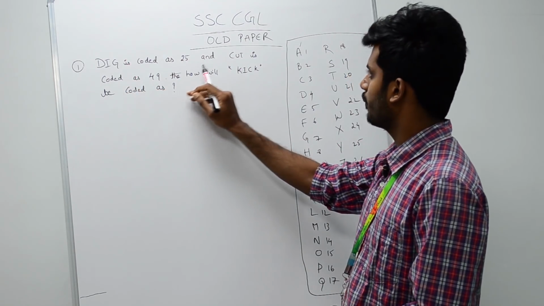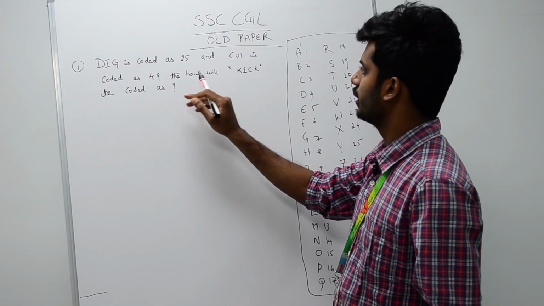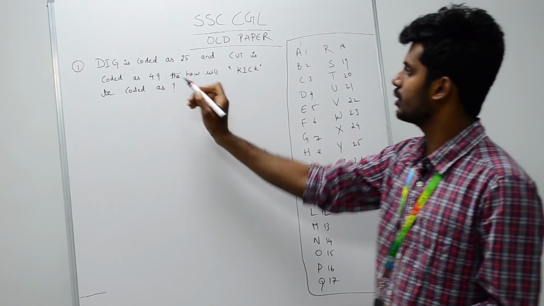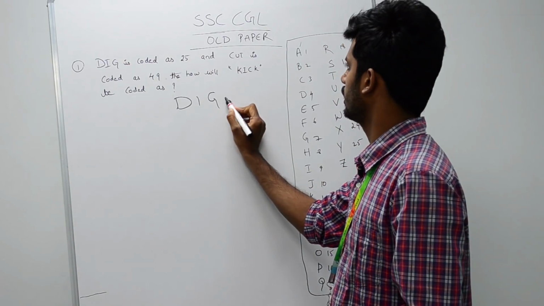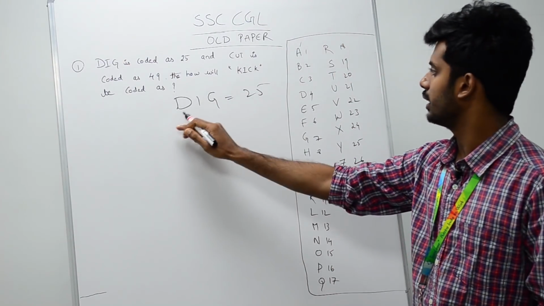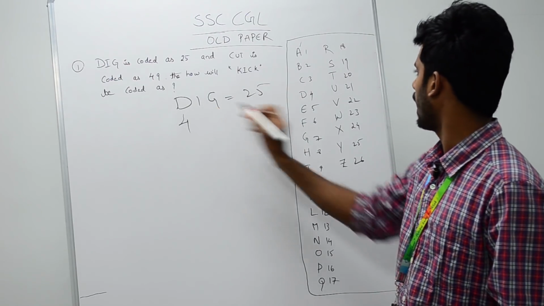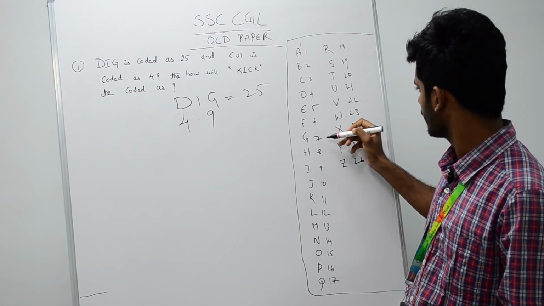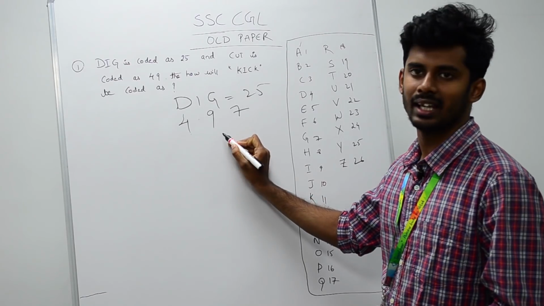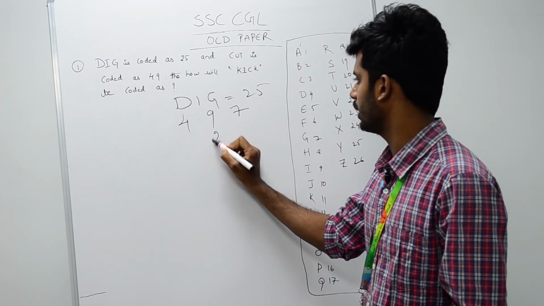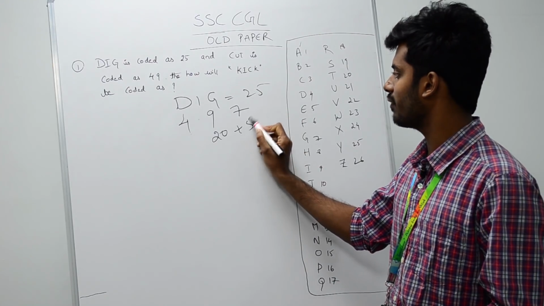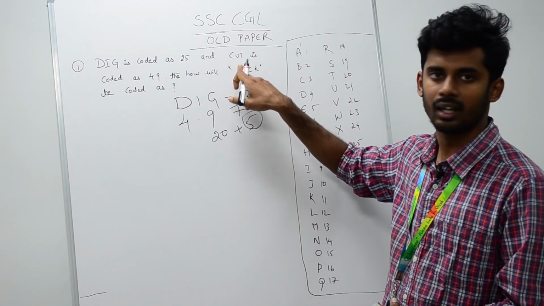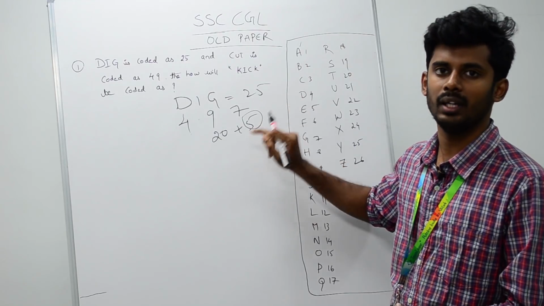DIG is coded as 25 and CUT is coded as 49. Then how will KICK be coded? So for this question, let's see how DIG came to 25. D is 4, I is 9 and G is 7. So 4 plus 9 is 13, 13 plus 7 is 20, how much remaining is 5? So they might have added 5 to the total. That could be one conclusion. Let's see CUT, if that is also giving the same result, then obviously that will be the actual strategy.